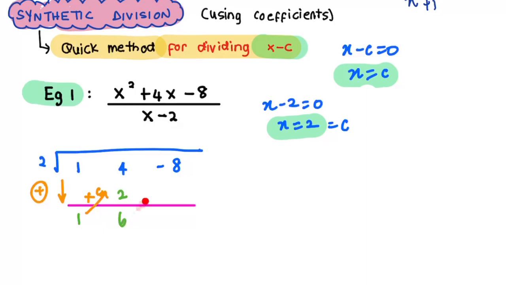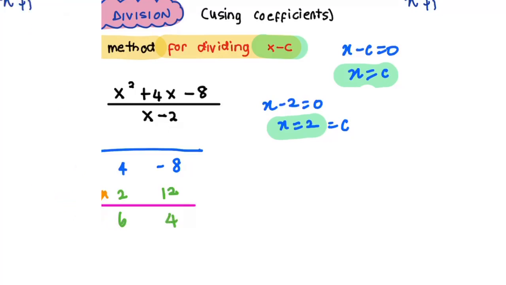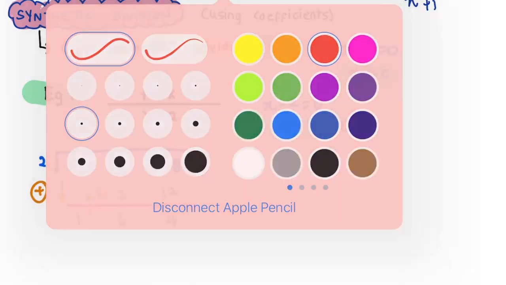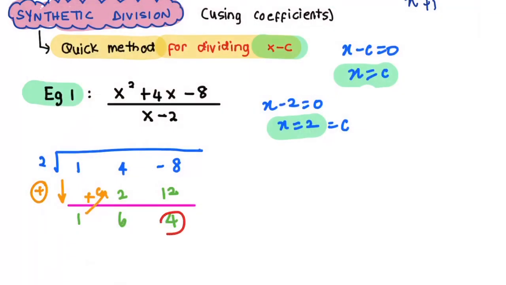And then go up here, times 2, so this is 12. And finally, let's add this up. This is equal to 4. So now you have finished doing the synthetic division. Let us now conclude our answer. Whatever you got at the back here, this is actually your remainder. And whatever you got here, this is the coefficient for your quotient.